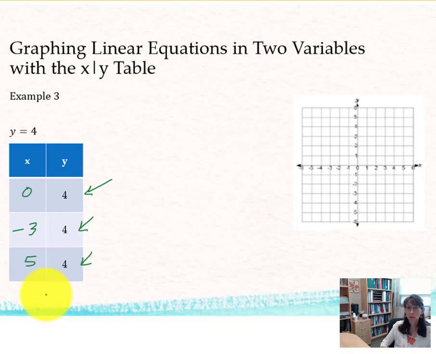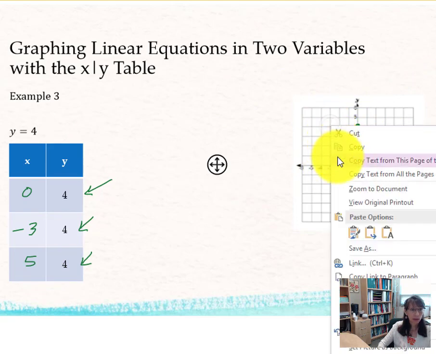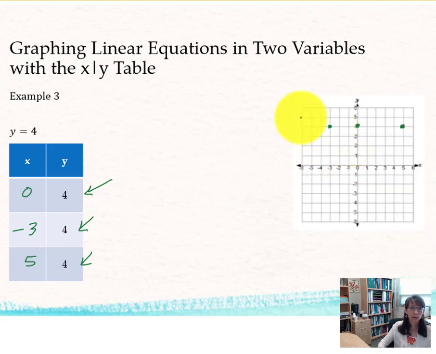And now I could plot those ordered pairs. 0, 4, -3, 4, and 5, 4. Notice what kind of special line this is going to be. It's going to be a horizontal line. We also need to include arrows on both ends. So this line is y equals +4. So no matter where we go on this line, notice the y value is always +4.